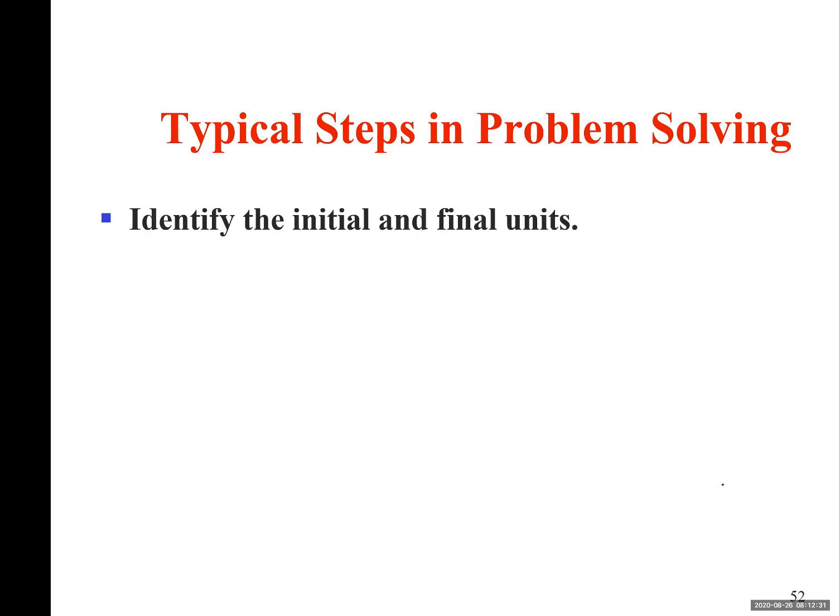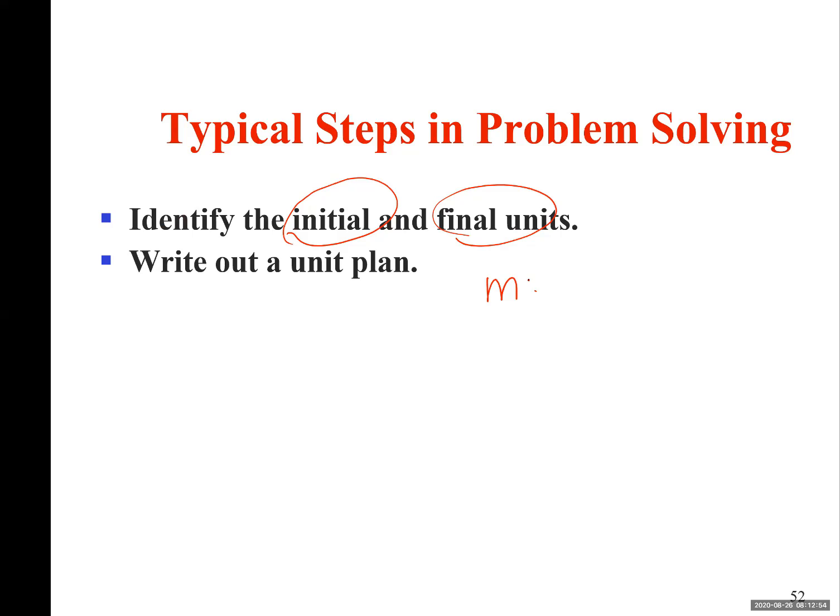So what are typical steps in problem solving? Number one, identify the initial unit and the final. Where are you starting from? Where are you supposed to end? Next, write out a unit plan. What's a unit plan? I just told you that you go from milliliters to gallons, and from gallons to quarts, and then to gallons. So that's called the unit plan.